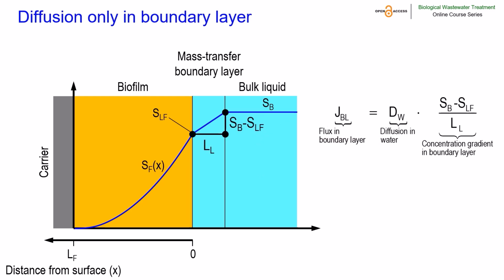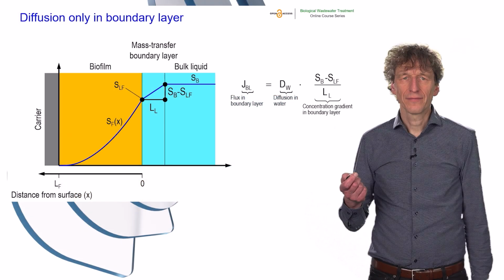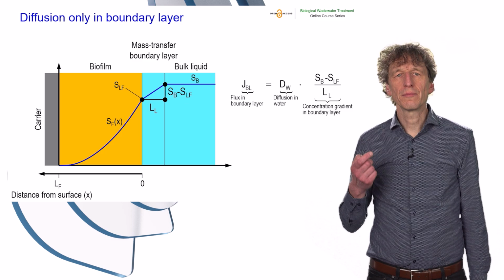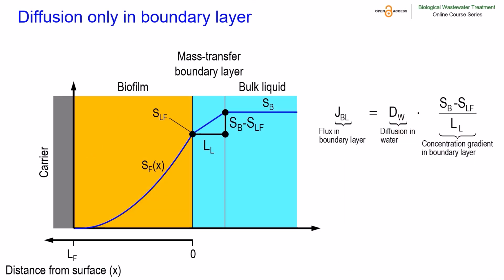In the external mass transfer boundary layer, there is no biomass. The only process is mass transport by diffusion. Using Fick's first law, we can calculate the flux in this boundary layer from the concentration gradient and the diffusion coefficient. The concentration gradient is calculated from the difference between bulk phase and biofilm surface concentrations and the thickness of the external mass transfer boundary layer that we will call L sub L. We often combine the boundary layer thickness and the diffusion coefficient into a single mass transfer resistance parameter. With this, we can rearrange the equation as shown here.